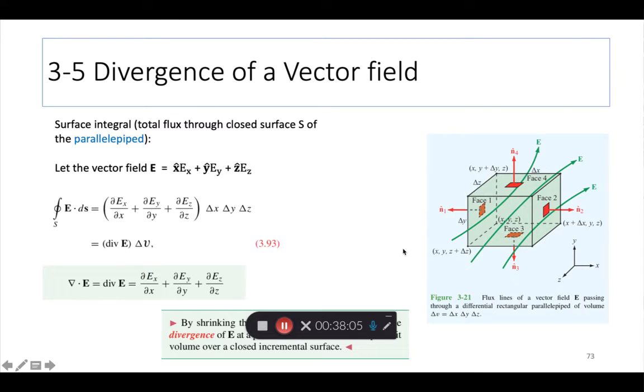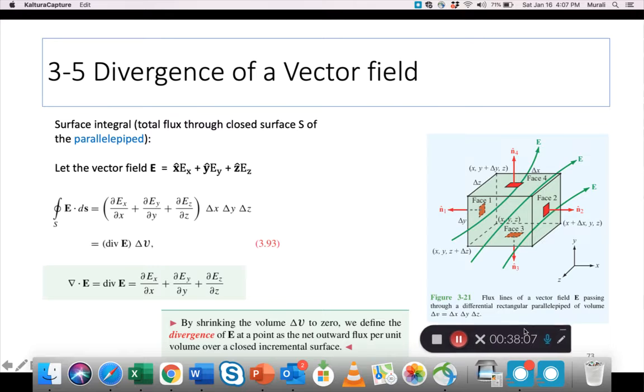So divergence is more like, it deals with areas, right? So here we talk about this product.